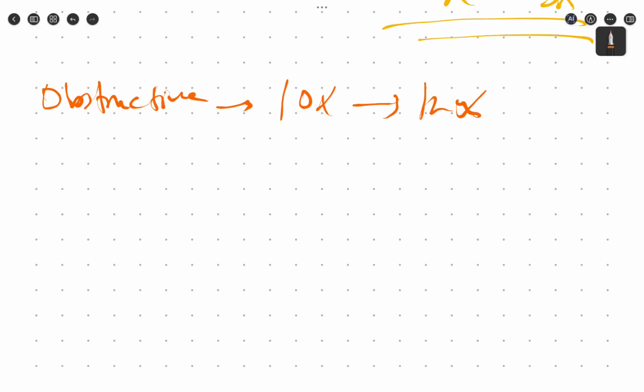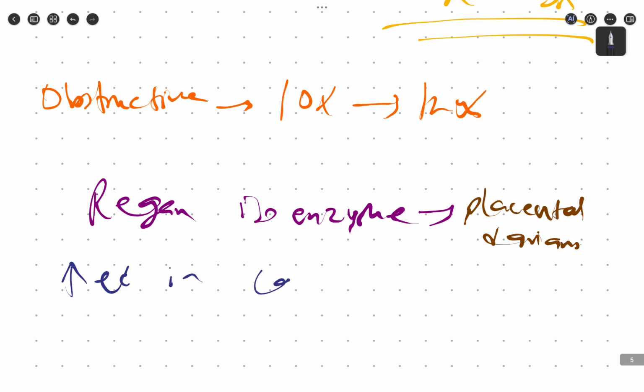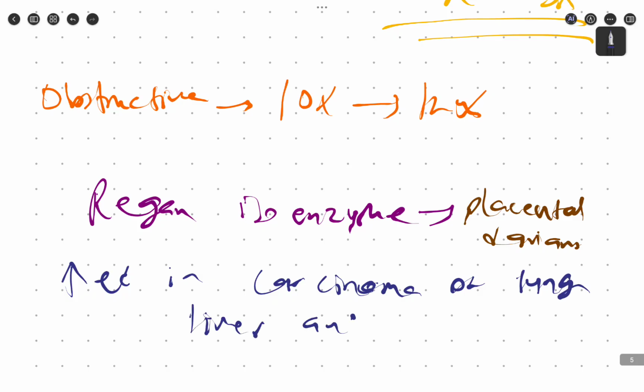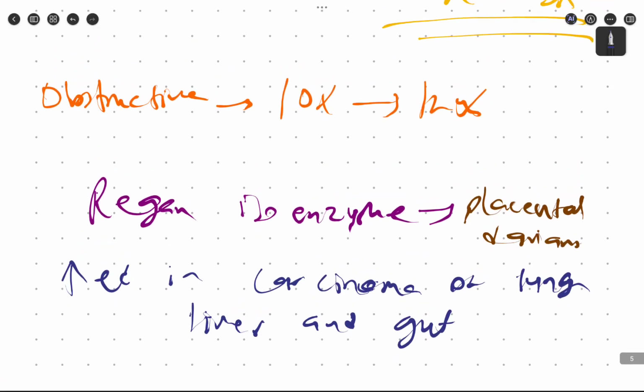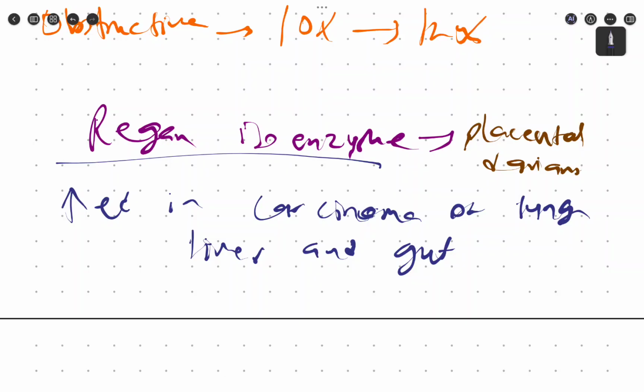Now a few more terms. There is the Regan isoenzyme. So this is placental and also a placental variant, all right, and it is increased in carcinoma of lung, liver, and gut. So Regan isoenzyme is increased in carcinoma of lung, liver, and gut.